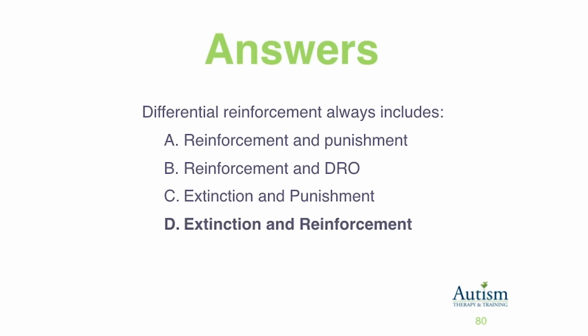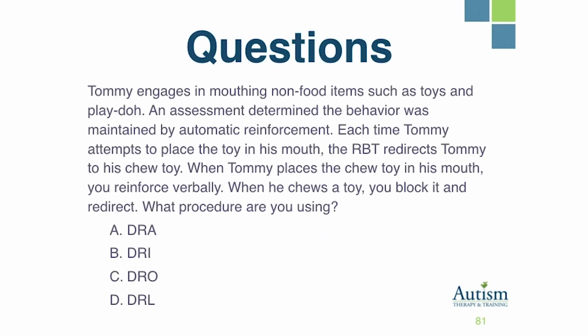And the correct response is D. Extinction and reinforcement. Tommy engages in mouthing non-food items such as toys and Play-Doh. An assessment determined that the behavior was maintained by automatic reinforcement. Each time Tommy attempts to place the toy in his mouth, the RBT redirects Tommy to his chew toy. When Tommy places the chew toy in his mouth, you reinforce verbally. When he chews a toy, you block it and redirect. What procedure are you using?